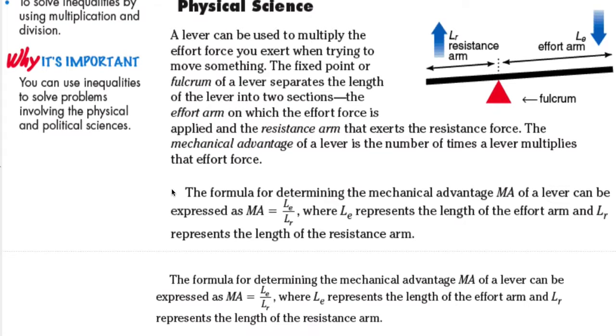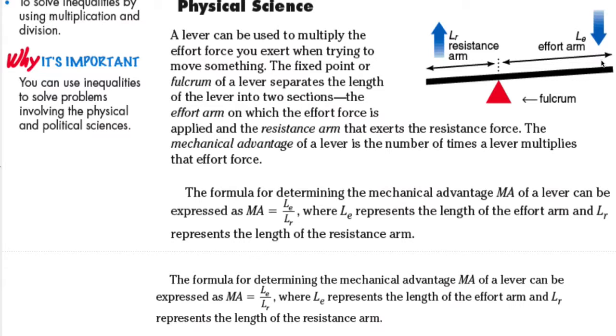A lever can be used to multiply the effort force you exert when trying to move something. The fixed point, or the fulcrum of a lever, separates the length of a lever into two sections: the effort arm, on which the effort force is applied, and the resistance arm that exerts the resistance force. So this is your fulcrum, okay? And this is your resistance arm, and this is your effort arm.